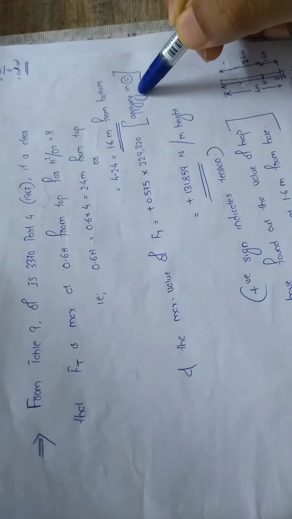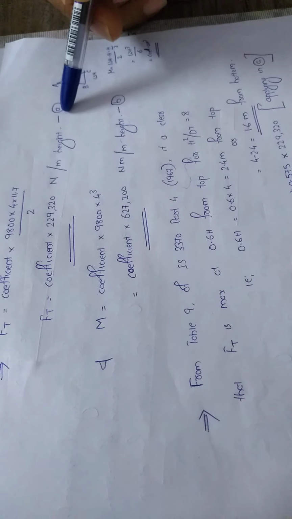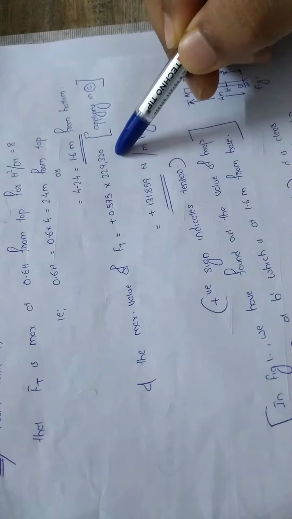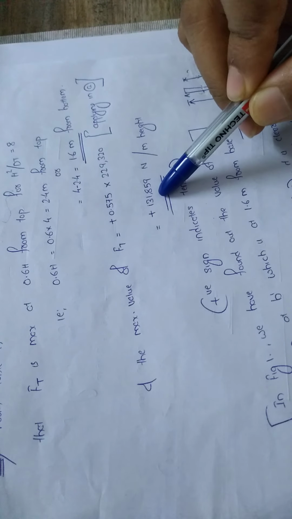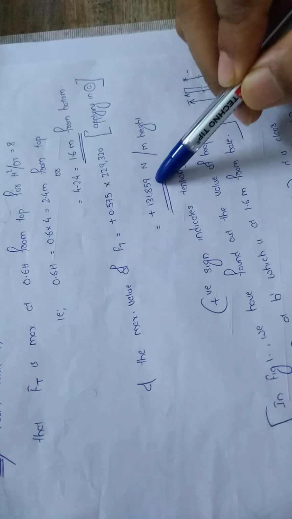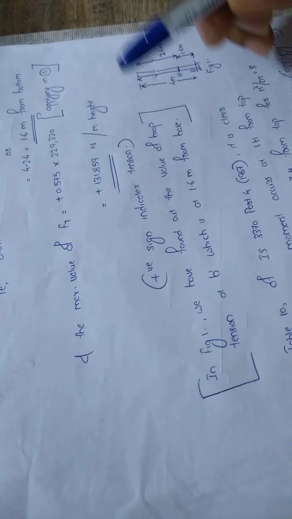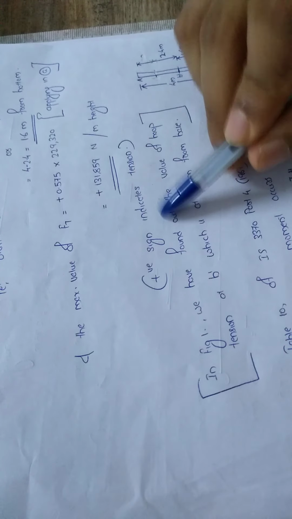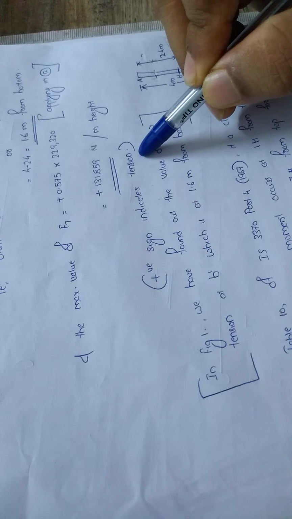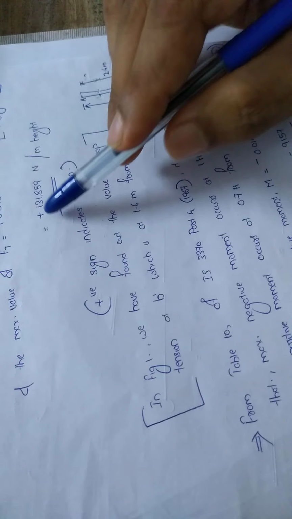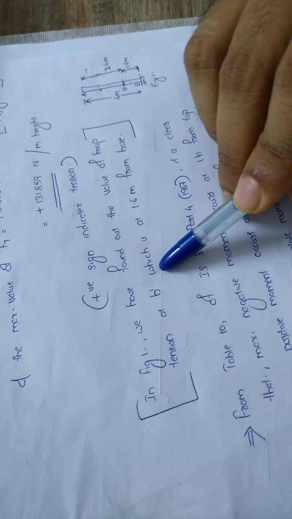We are applying the equation A that we have found out, and then what we are getting is Ft is equal to 0.575 into 229,320, and what we are getting is 131,859 Newton per meter height. The positive sign indicates it is tension. That is why it is called hoop tension. If it is coming negative, then it will be hoop compression.